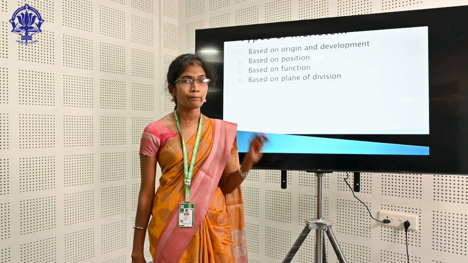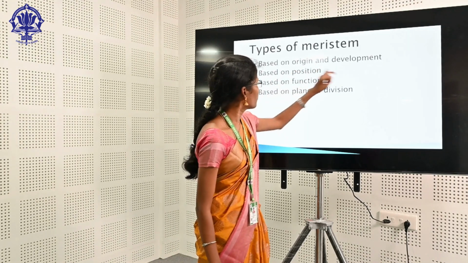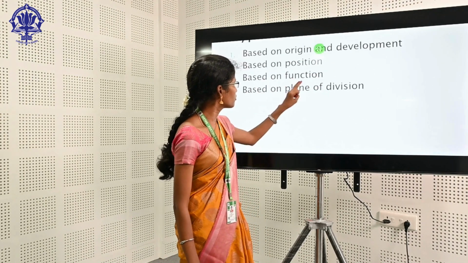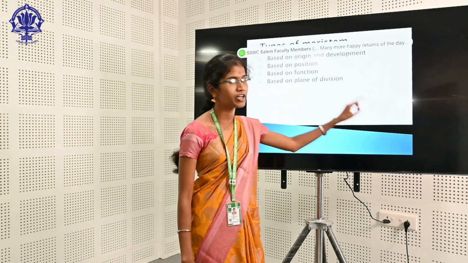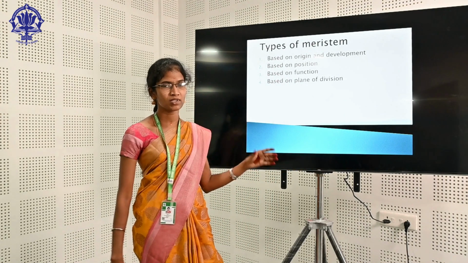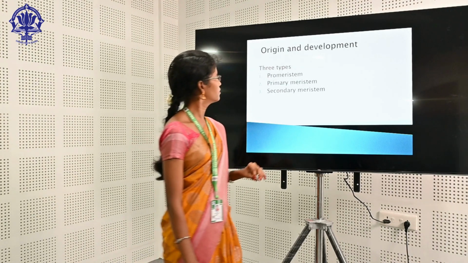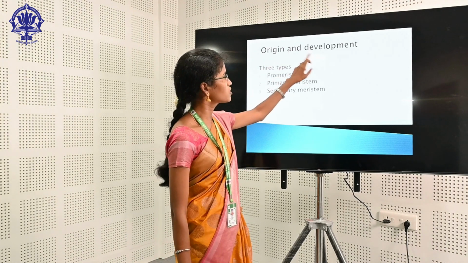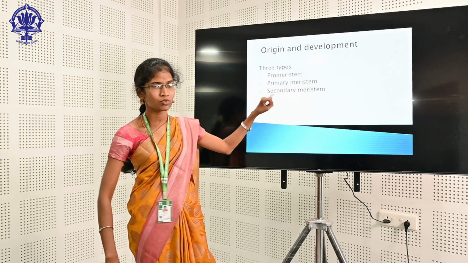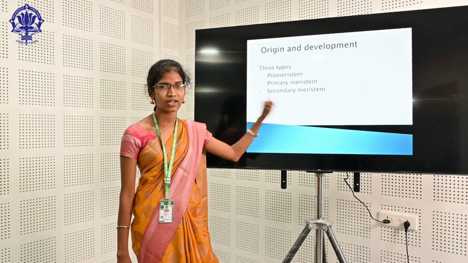Types of meristem are classified based on origin and development, based on position, based on function and based on plane of division. There are four major types, and we can briefly discuss the topic. Next slide. Based on origin and development, there are three types: promeristem, primary meristem and secondary meristem.